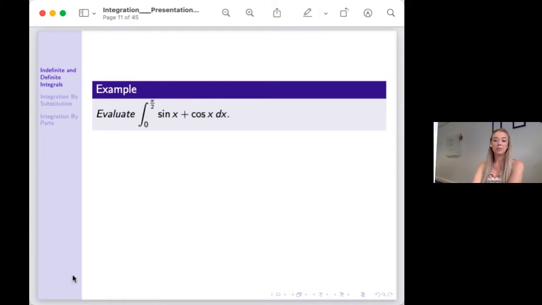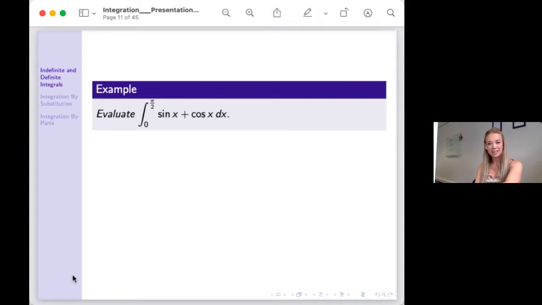This one goes much nicer though. So this is the integral between 0 and pi over 2. Now we've got a pi in there. Remember, you're in radians. So when we're putting the limits in, just make sure you calculate it in radians. And we've got the integral of sine x plus cos x.